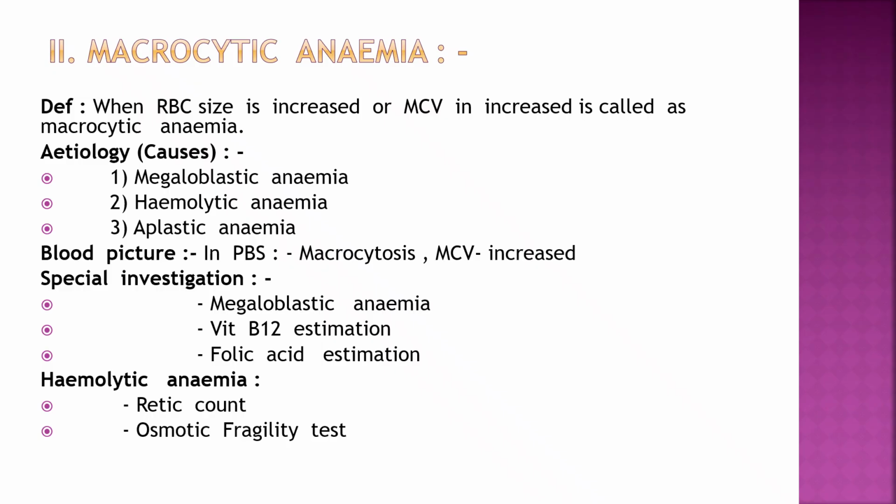Macrocytic anemia, when the RBC size is increased or MCV is increased, it is more than 100 femtoliter. Causes can be megaloblastic anemia, hemolytic anemia, or sometimes it can be aplastic anemia. So in blood picture, in peripheral blood smear, we can see increased RBC size, that is macrocytosis. Then special investigations we can do according to the cause, like for megaloblastic anemia we can do vitamin B12 or folic acid estimation. For hemolytic anemia we can do retic count or osmotic fragility test.